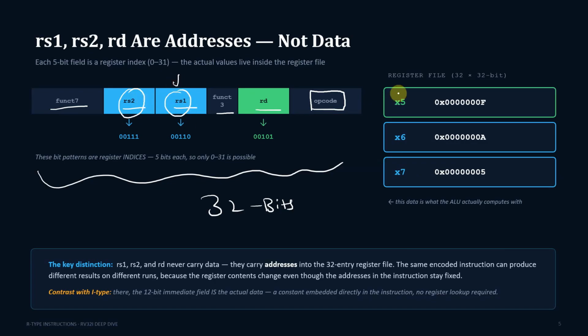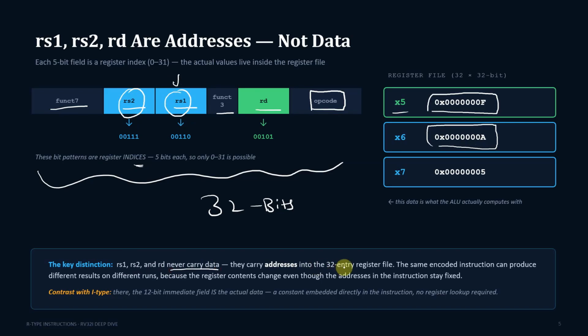We are referring to x5 here, so the processor will go and fetch the data, and for x6 the processor is going to go and fetch the data. Like this, your processor is going to go and fetch the data. These bit patterns are register indices, and RS1 is 5 bits and RS2 is also 5 bits. RS1, RS2 and RD are not going to carry the data in the instruction. We are not specifying the data in the instruction. This is a very, very important point.